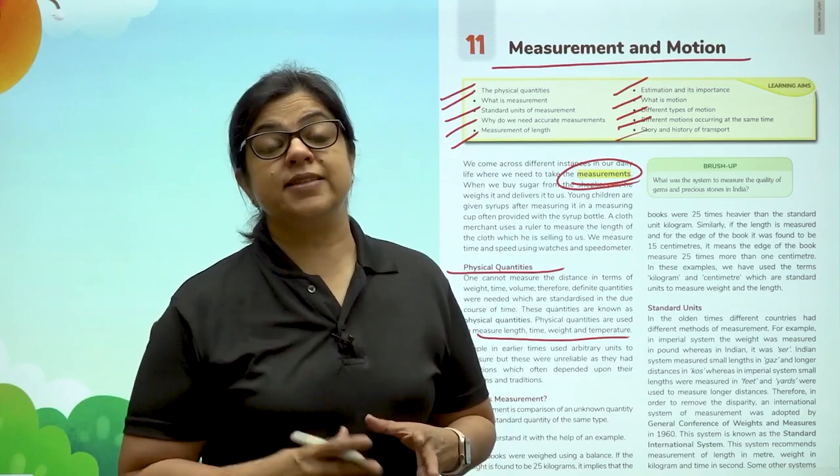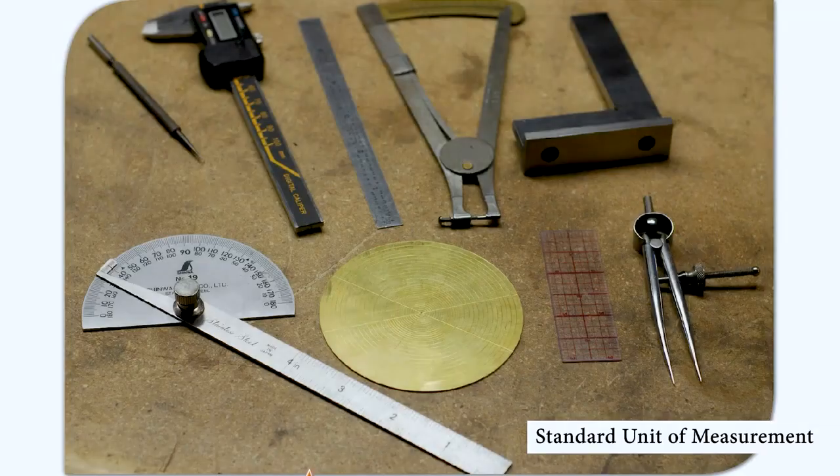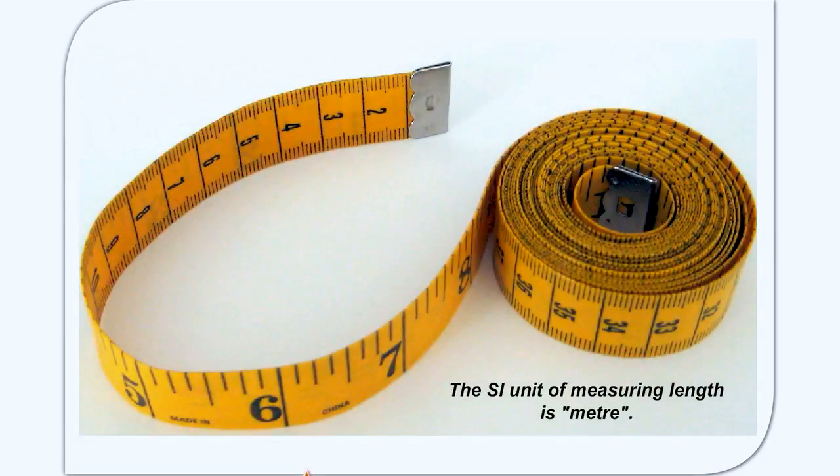So what did the scientists do then? Let's see. Scientists felt that a standard unit is necessary and should be commonly used throughout the world. Standard unit of measurements are those that have a fixed quantity and hence do not vary from person to person and place to place. In 1960, scientists adopted the International System of Units or the SI units. The SI unit of measuring length is meter, m.